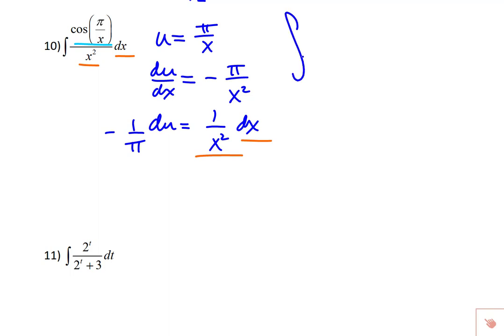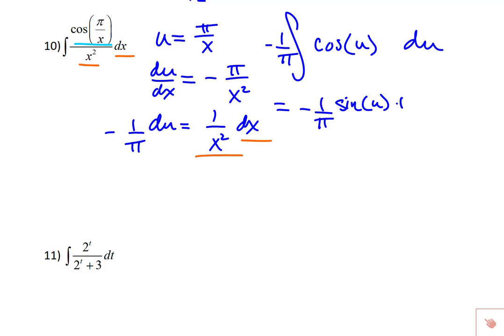So let's rewrite this integral as the integral of, I'm going to put the constant of negative 1 over pi out in front that we already discussed. We'll put our du at the end. Everything else is represented, so we'll just write it as cosine of u. And then we'll take the antiderivative, keeping the constant out front, so negative 1 over pi. The antiderivative of cosine is sine, so we'll have sine of u, and then plus c. Now, of course, we'll go back in and replace u with what we know it is for a final result of negative 1 over pi times the sine of pi over x plus c.